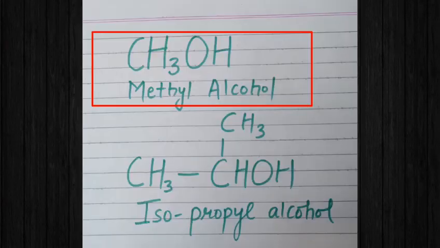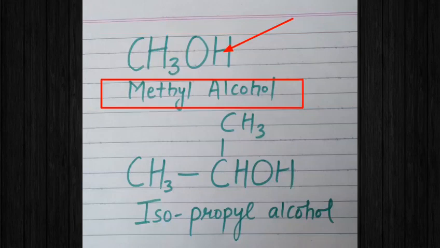Now, let's start with the nomenclature of alcohols. First, we will do the nomenclature of monohydric alcohol. Students, according to the common system of nomenclature, alcohols are named as alkyl alcohols. In this structure, methyl group is attached to OH group. So its common name can be methyl alcohol.